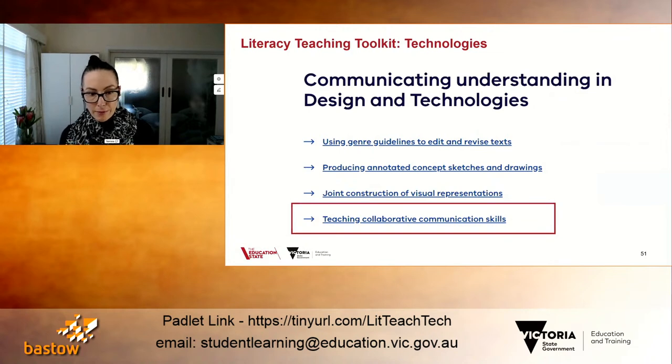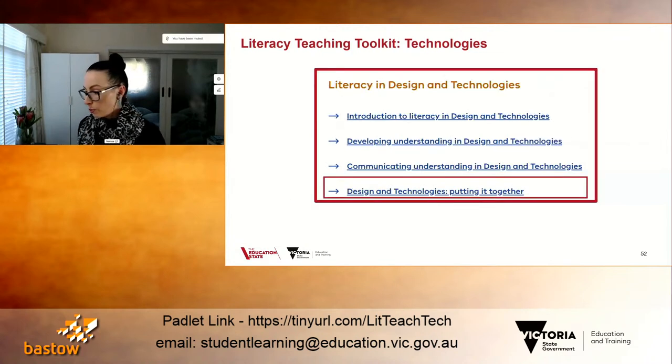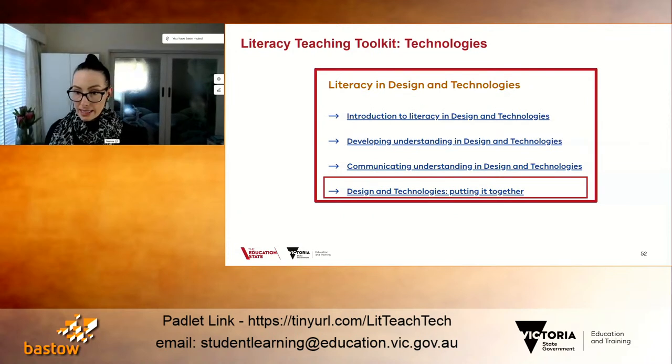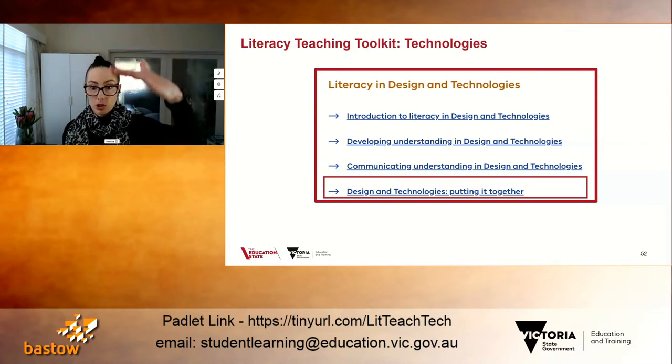Okay. The final section is putting it all together. So design and technology is putting it all together. And in here, they've provided an example of the students creating a design brief. They have to outline the problem, outline their targeted users, outline the design requirements. And it actually shows you what the design brief looks like and steps through how you might go about teaching each of those steps. So there's some really terrific resources in here.